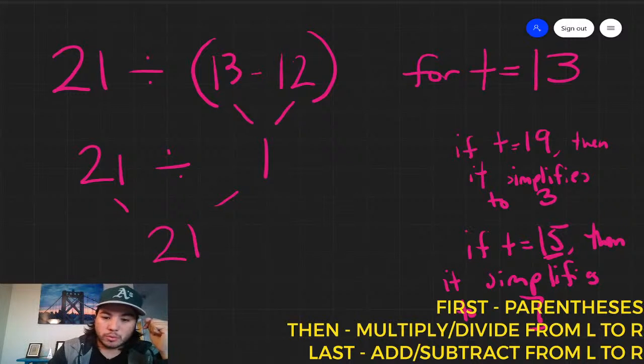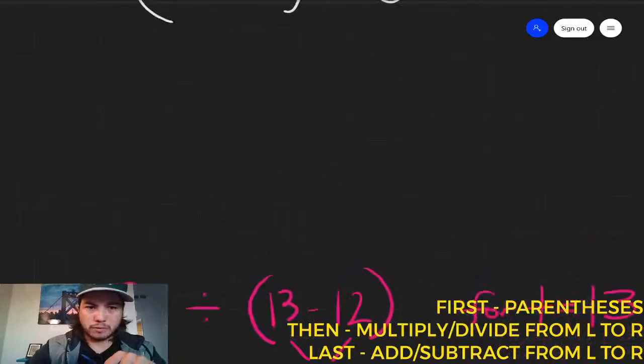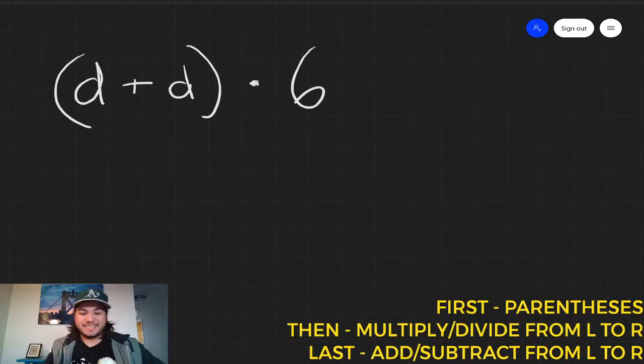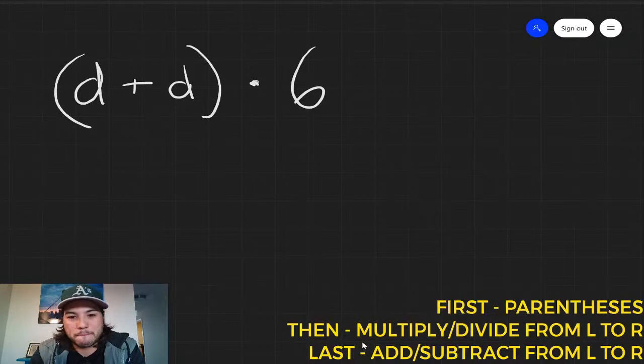Let's try one more before we go. We don't have to worry about the patterns on this one. Just solve it once. Here we go. D plus D times 6. We've got 2 variables, but thankfully it's the same variable. All right, D plus D times 6. And do we really have 2 variables here? What's another way we could write D plus D? Can anyone think? If you have a number and you add itself to it, what essentially are you doing?